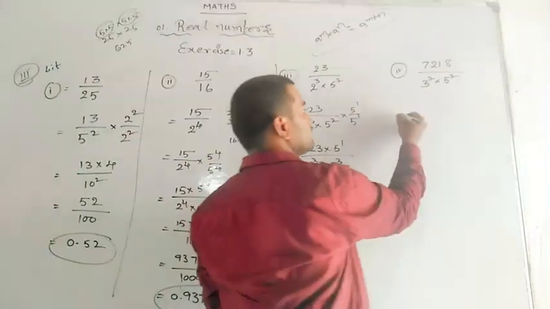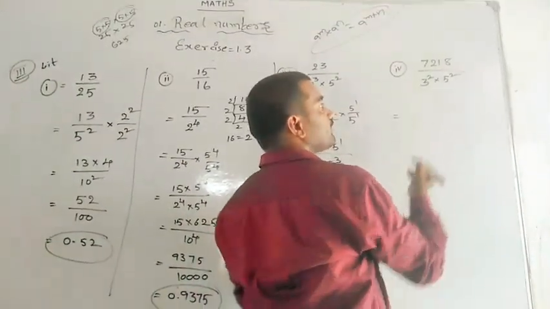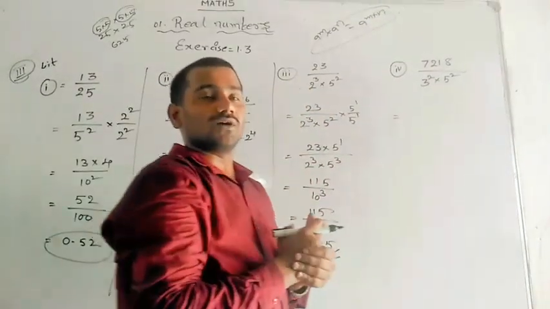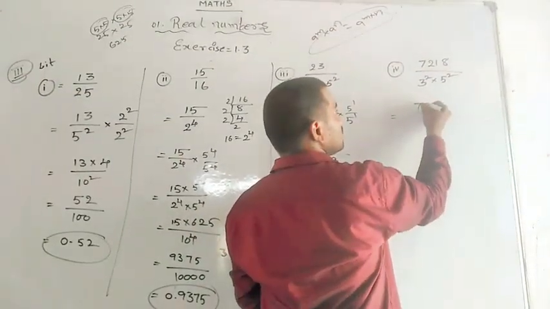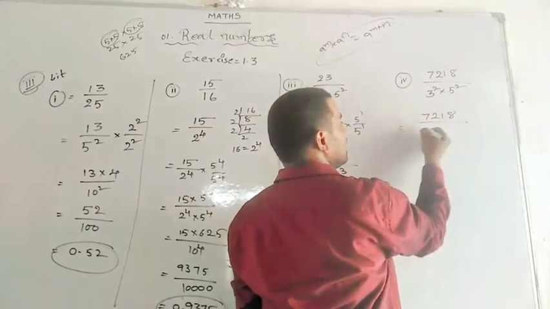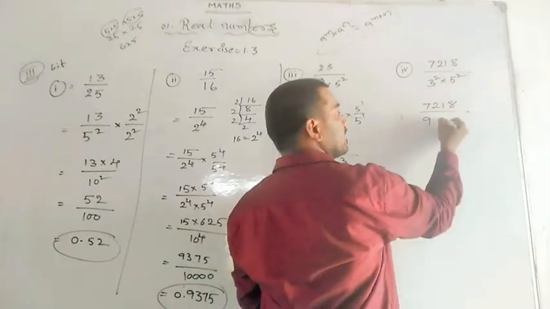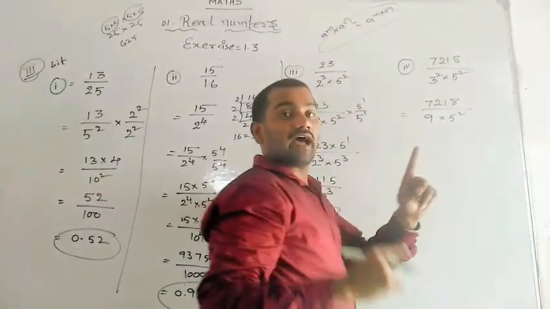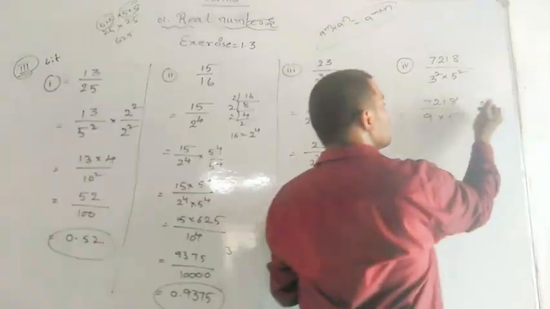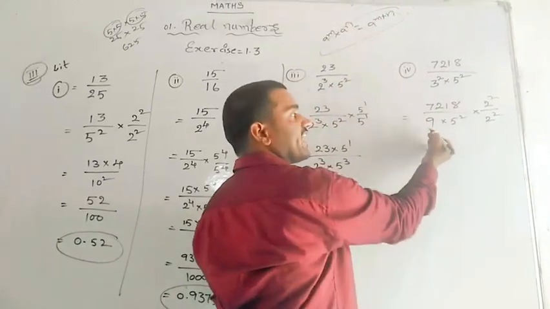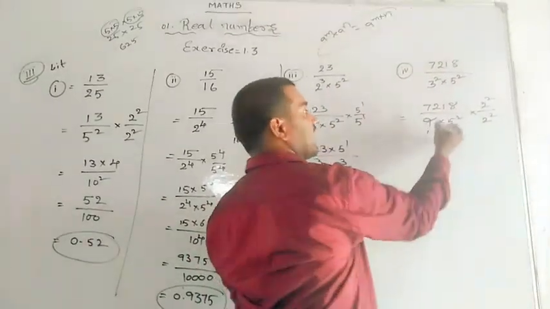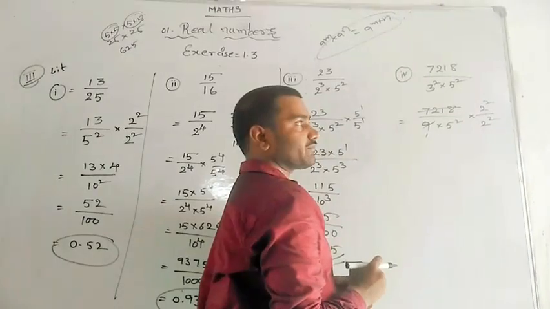Now next, here also the same thing. Now 3 square is there, so let us not do that, just we go for that. 7218 by 3 square, which is 9, into 5 square is there. Again we need 2 square, so let us multiply by 2 square by 2 square, and we divide by 9.